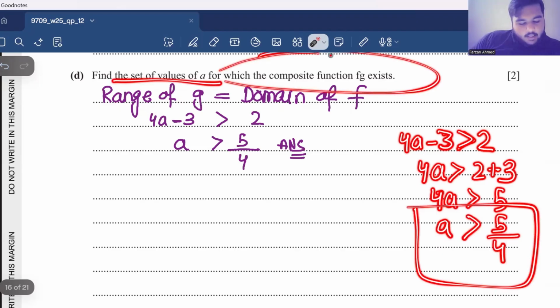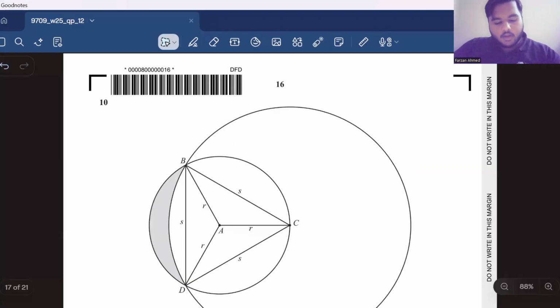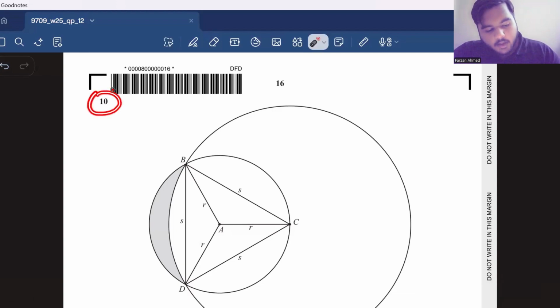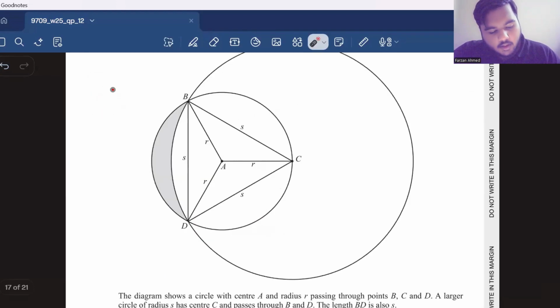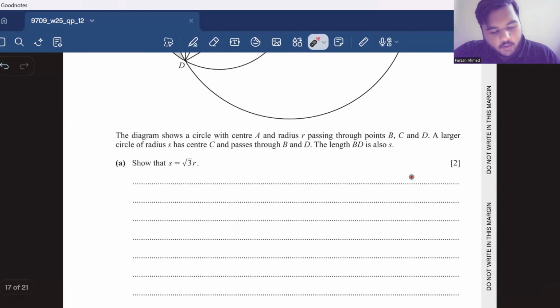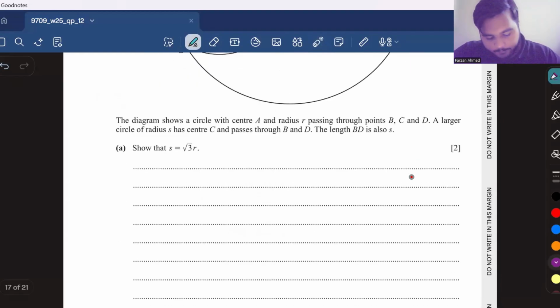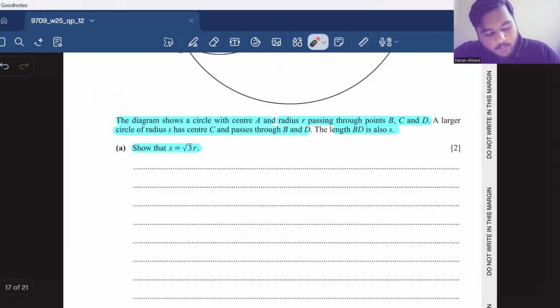Okay. Now we are doing question number 10. Question number 10 is about the topic of circle measure. In question number 10, they are saying the diagram shows a circle with center A and radius r passing through points B, C, and D. A larger circle has a center C and passes through B and D. The length BD is also s. Show that s is equal to square root of 3 r. So in part A, we have to show that s is equal to square root of 3 r.